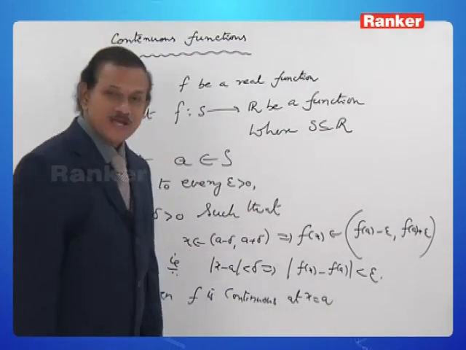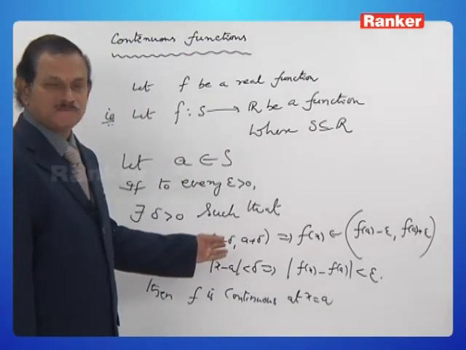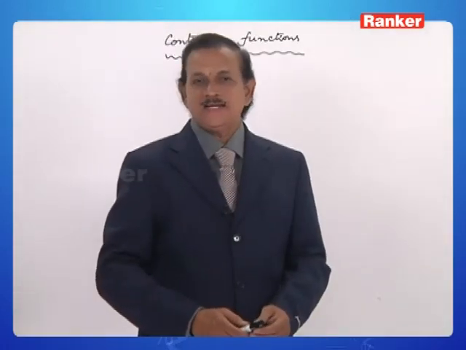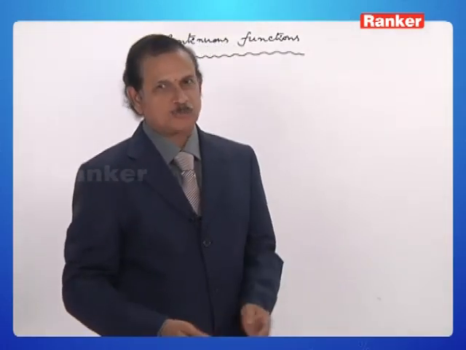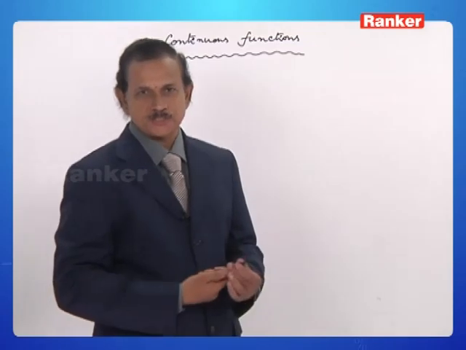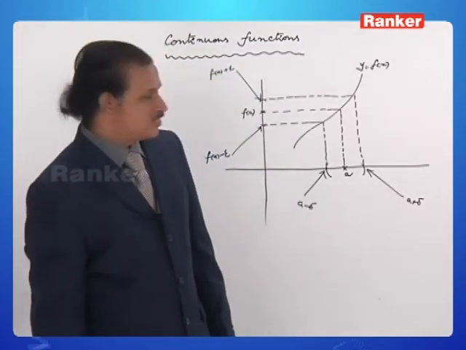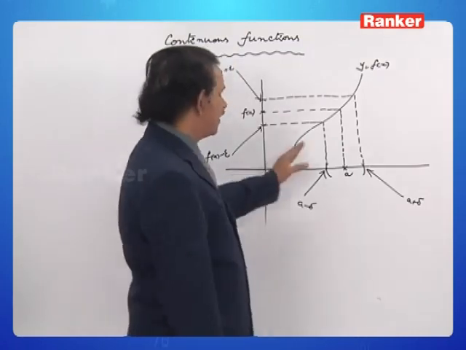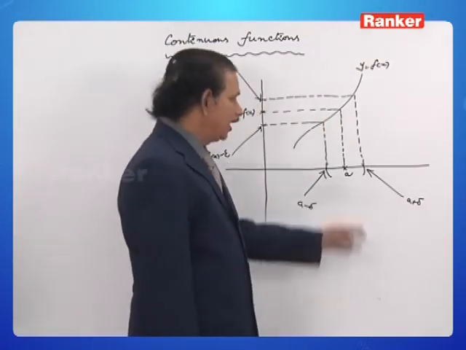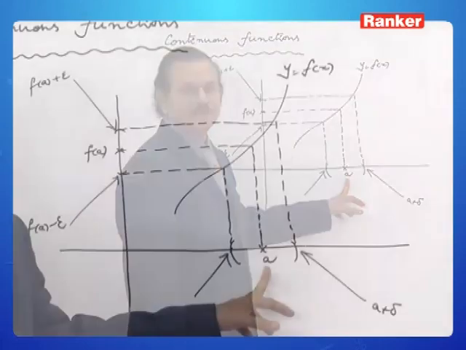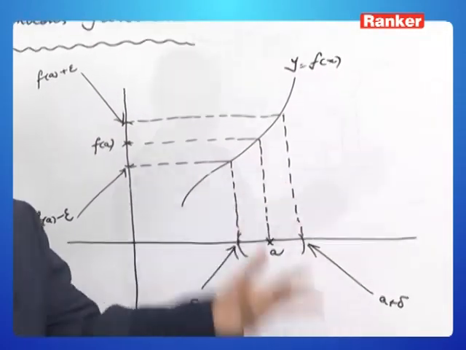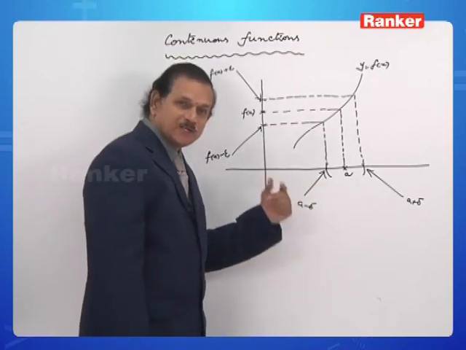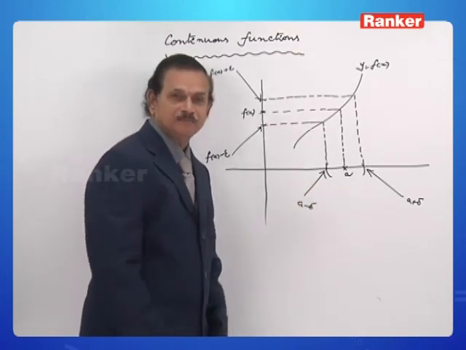Let us now try to have the pictorial meaning of this sentence. How can we explain this? Let us now see the graphical explanation of the definition of continuity. Let us observe the graph drawn on the board. This is the function y is equal to f of x. A is a point of the domain of f, that is, f of A is surely defined. What can you observe from this diagram?